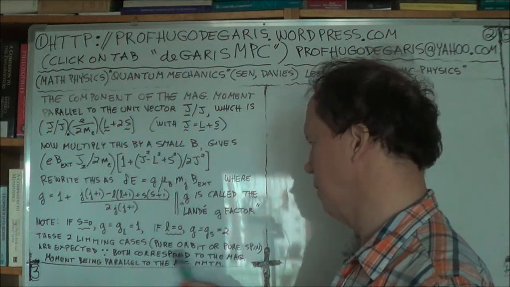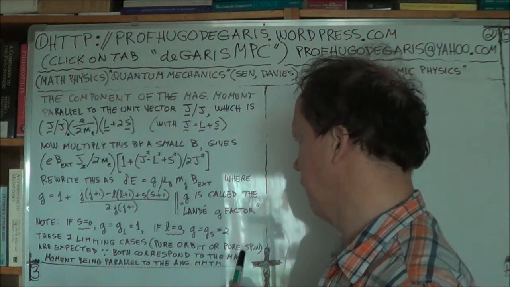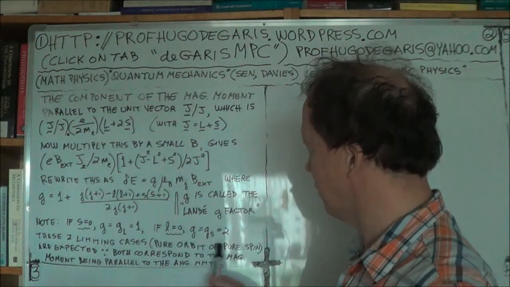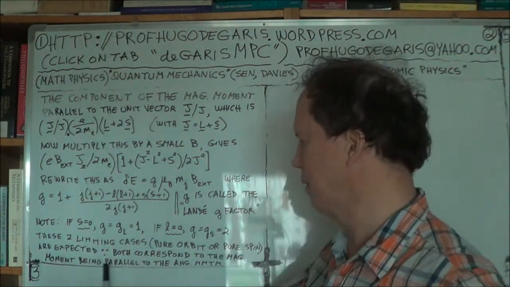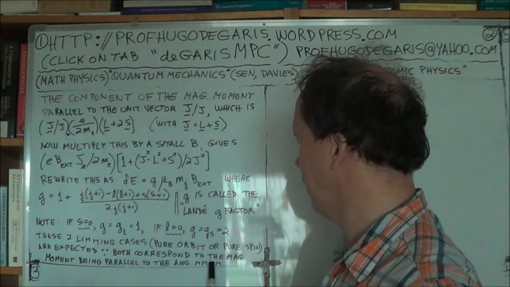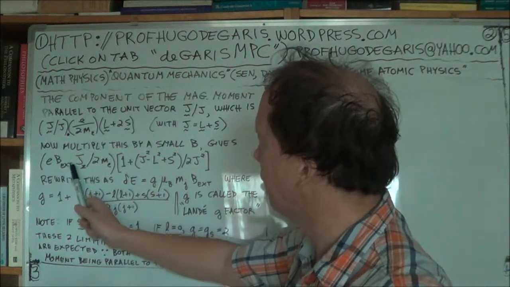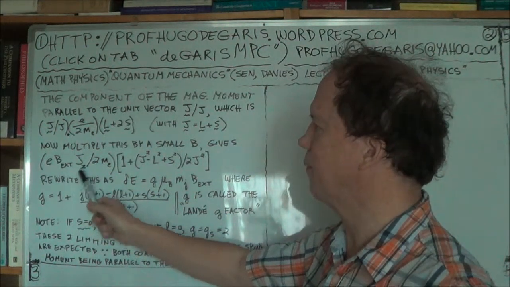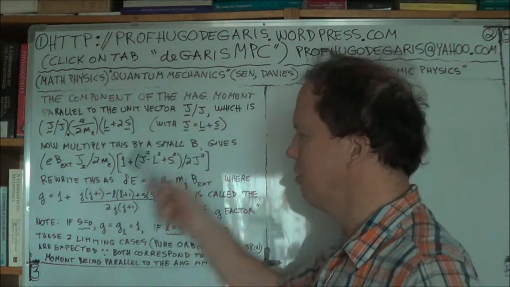So let's see, so magnetic moment parallel with this. So your magnetic moment then, as thinking of it as a vector, is parallel to the angular momentum with this kind of thing. Well, that's the general comment.